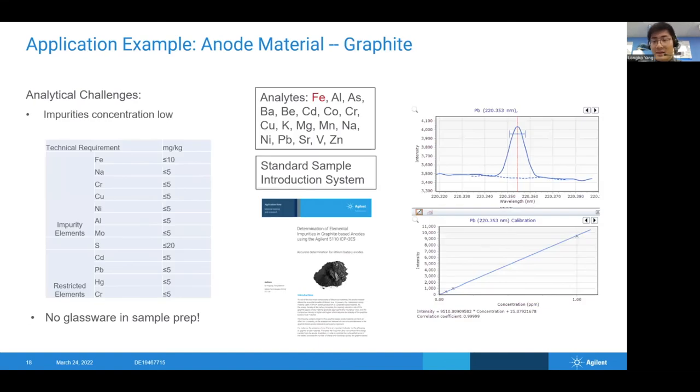So for graphite analysis, the analysis itself is not very challenging because the matrix is very clean, because the carbon is already burned during the digestion process. However, because we're looking at very low impurities here, the sample and the calibration standards preparation becomes the key. In order to analyze sodium, silica, and boron at low ppb level, it is very important to avoid contamination from glassware. In fact, I recommend using plasticware to prepare all your samples and calibration standards for all these applications.